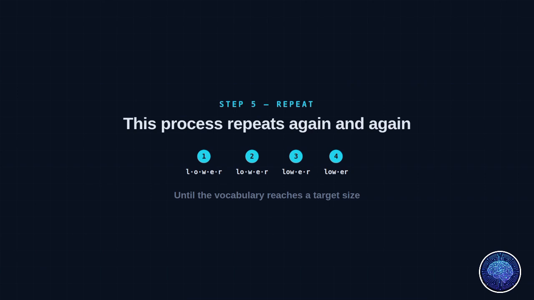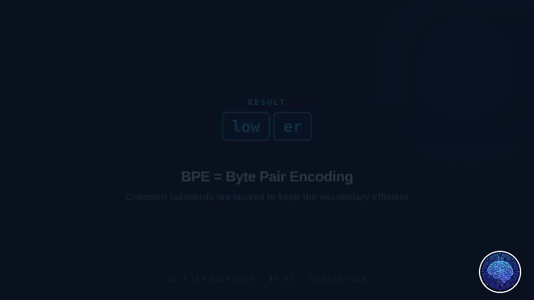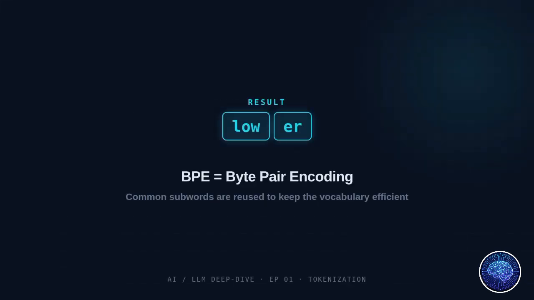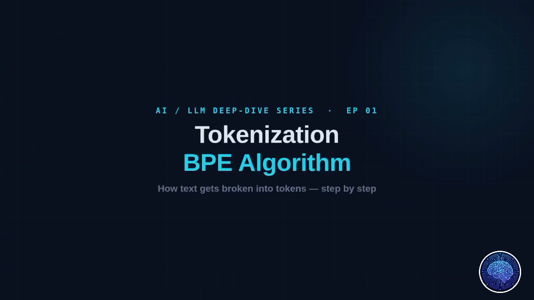This process repeats over and over. Find the next most frequent pair, merge it. "Lo" and W combine into "low," then eventually "low" and "e" merge too. And this continues until the vocabulary reaches a target size, usually somewhere between 30,000 and 100,000 tokens. And the final result? The word "lower" is now represented by just 2 tokens, "low" and "er." That's exactly why it's called byte pair encoding. It reuses common subwords to keep the vocabulary compact and efficient.